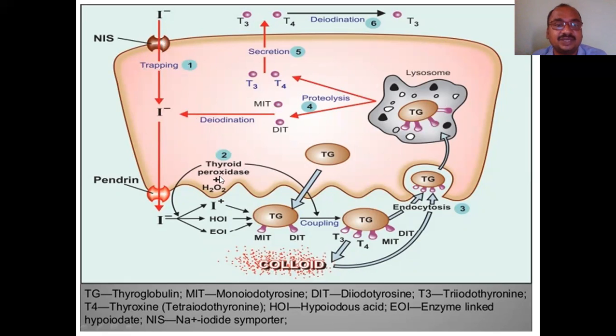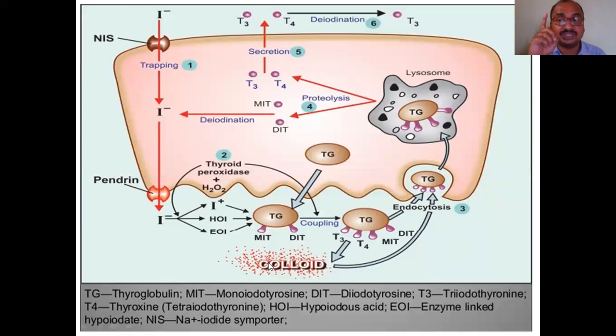Number two is oxidation, by thyroid peroxidase. It takes place in the colloid. Second step, colloid. Third step, endocytosis; see the arrow marks. Fourth step, proteolysis and secretion of T3 and T4. Fifth step, secretion; directly it is secreted into the blood. Keep this in your mind.